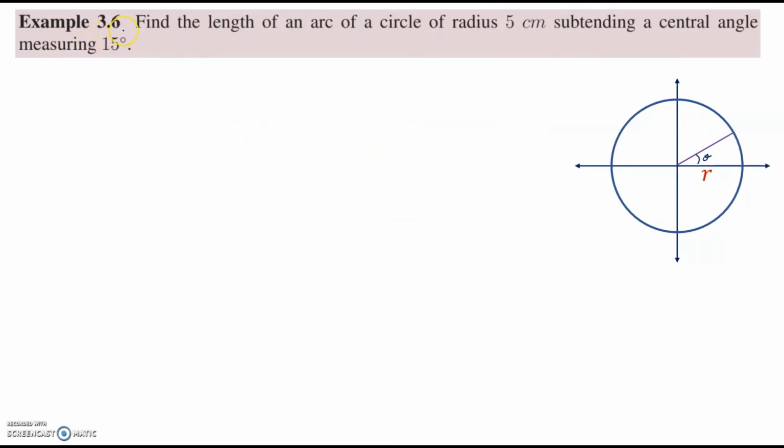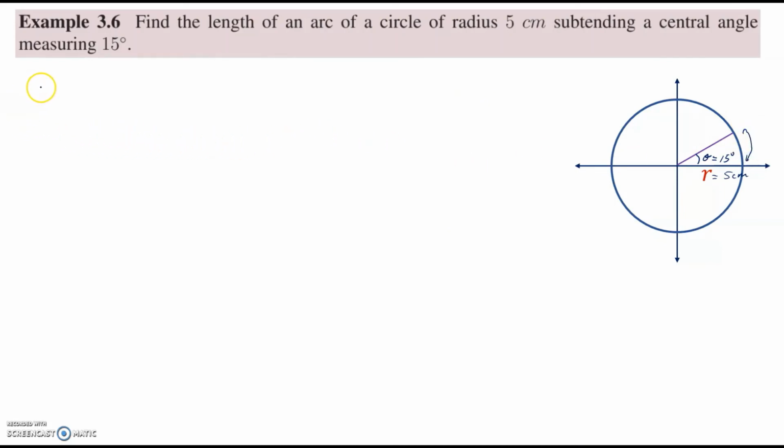Example 3.6. Find the length of an arc of a circle of radius 5 cm subtending a central angle measuring 15 degrees. So the angle here is given to be 15 degrees and the radius is given as 5 centimeters. So we are asked to find this length of the arc.